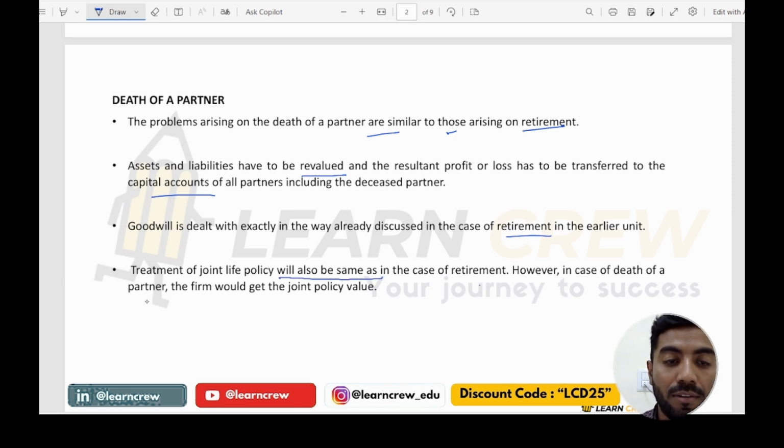However, in case of death of a partner, the firm would get the joint life policy value. The sum assured value is what the firm will get, not the whole value. But otherwise, the treatment is the same. We'll look into the journal entries on this also.